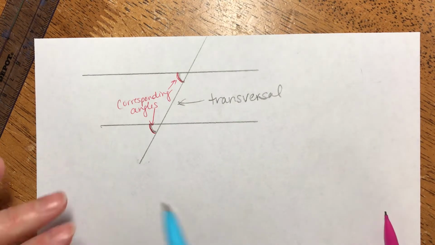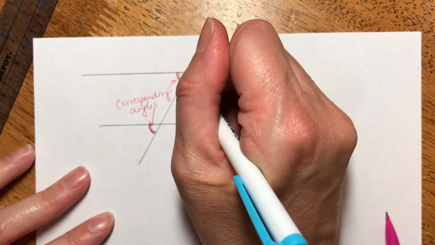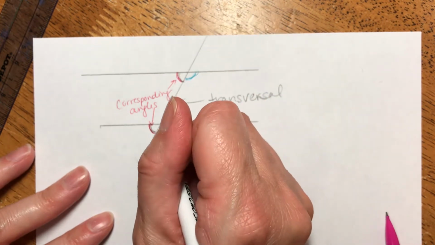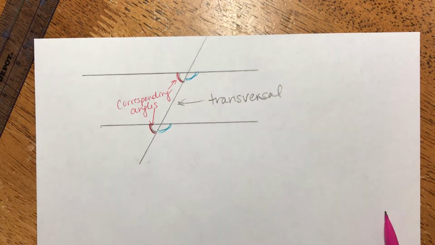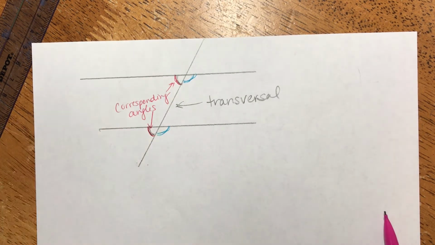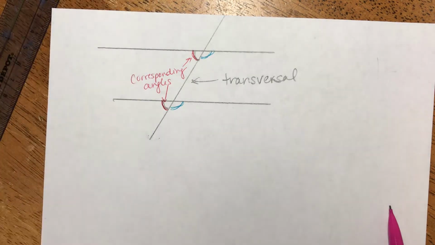Now, there are other ones, right? So if I did this one, bottom right, well, here's the bottom right. So the two blue ones would also be corresponding. Same position at the intersection. Those are corresponding angles. I told you, a lot of vocab.